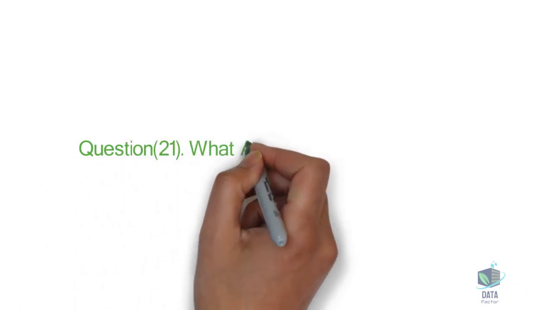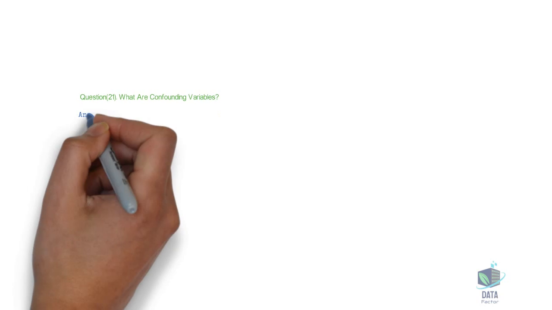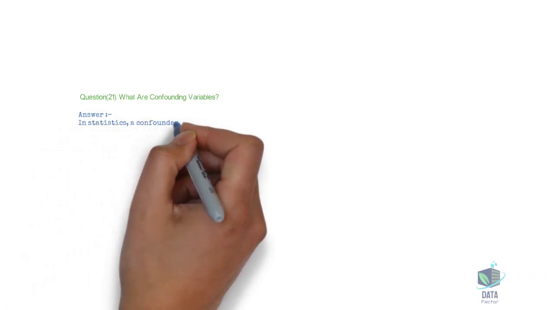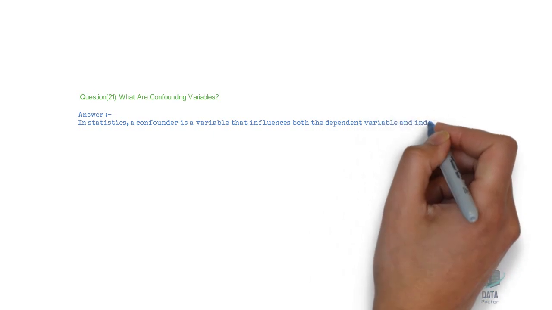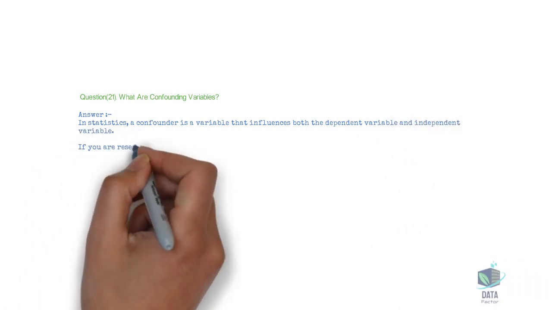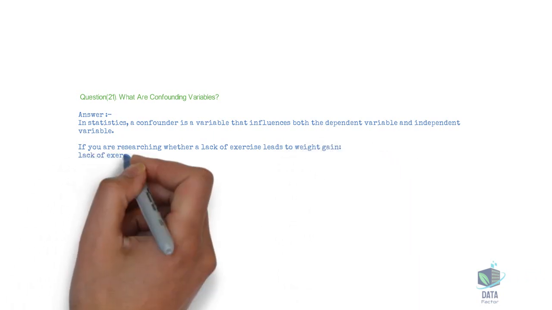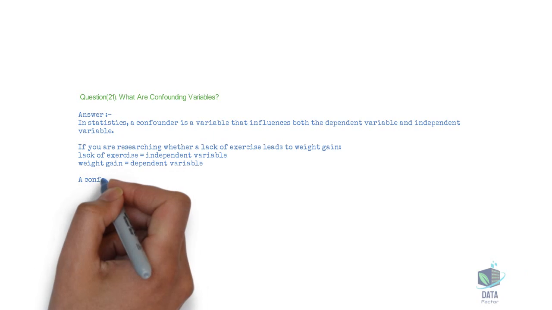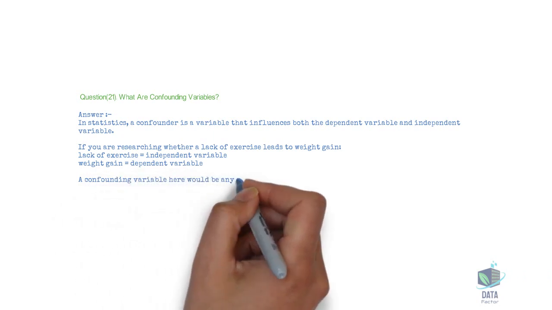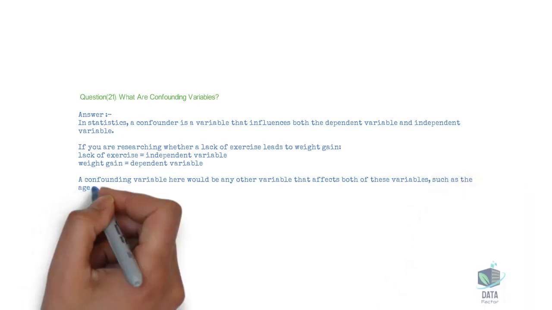Question 21. What are confounding variables? Answer. In statistics, a confounder is a variable that influences both the dependent variable and independent variable. If you are researching whether a lack of exercise leads to weight gain, lack of exercise equals independent variable, weight gain equals dependent variable. A confounding variable here would be any other variable that affects both of these variables, such as the age of the subject.